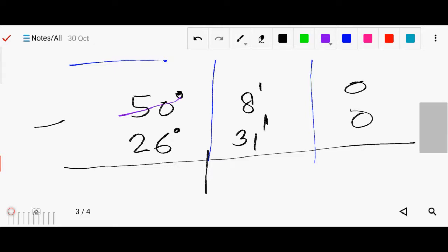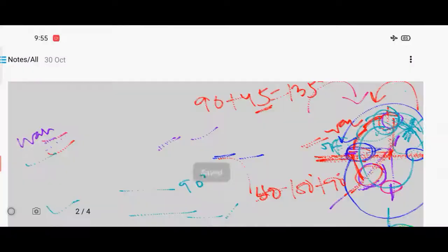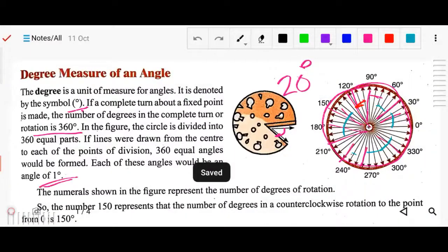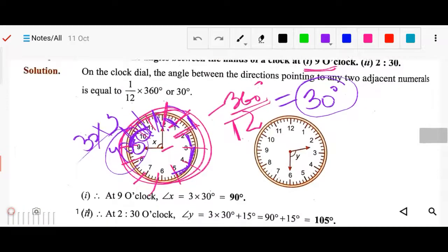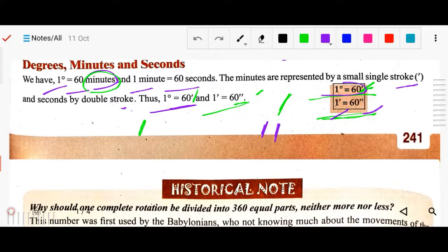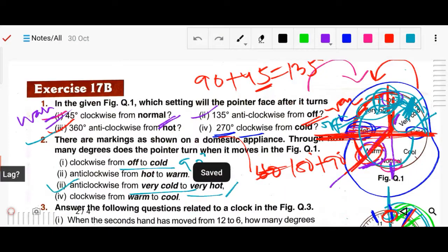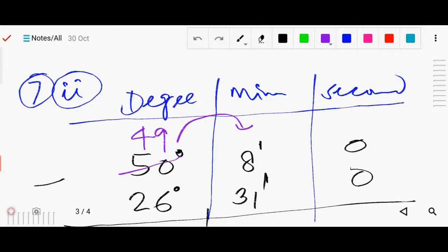So we will take the borrow from this degree side. So it will give 1 degree. So here it will be 49. Now 1 degree will come here. In 1 degree how many minutes are there? You just check here. 60 minutes, as I told. So now that 60 will come this side. So here will come 60, and 60 will be added. So now here it will be 68.